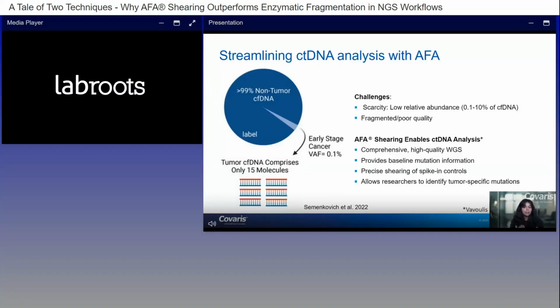Next, AFA is also relied upon to provide precise shearing of small spike-in controls that are essential in the sensitivity of these assays. So it's really gratifying to see the way that tools like AFA are facilitating workflows that are really pushing the limits of sequencing sensitivity.